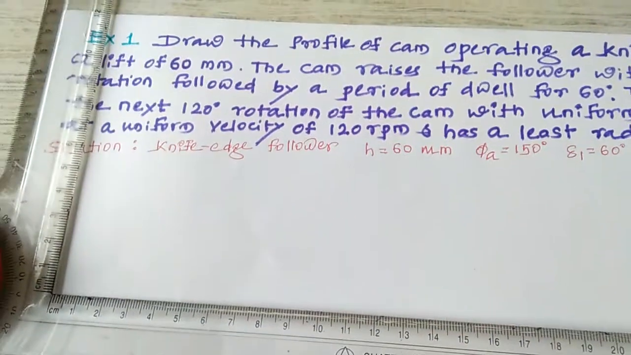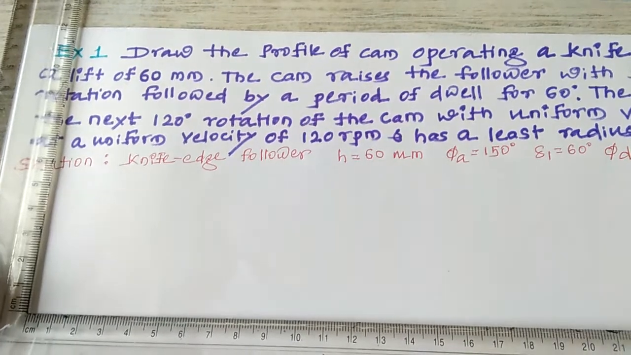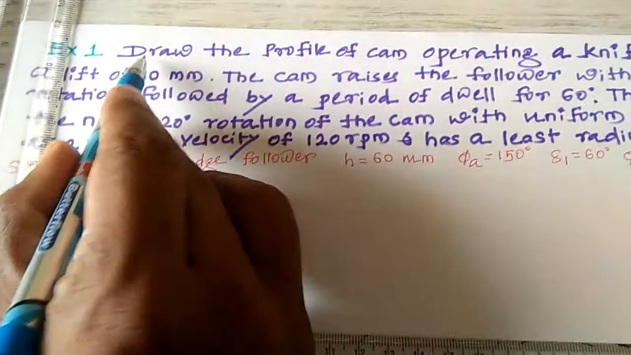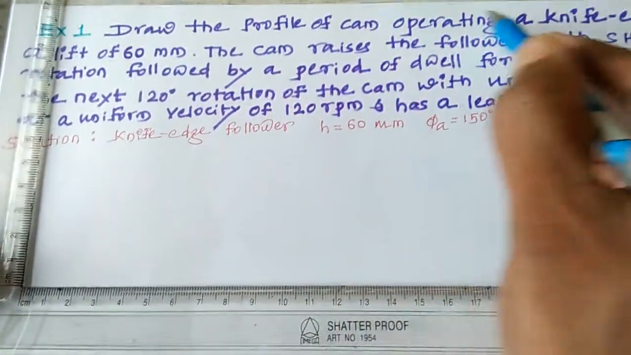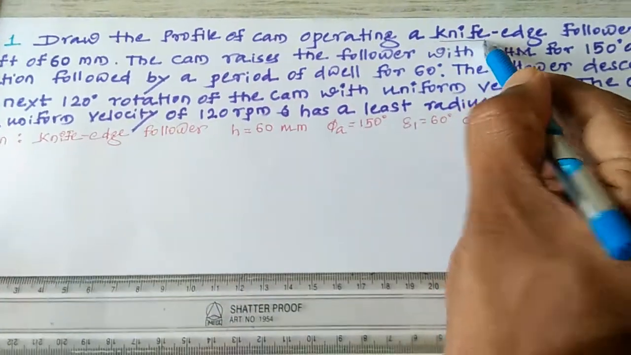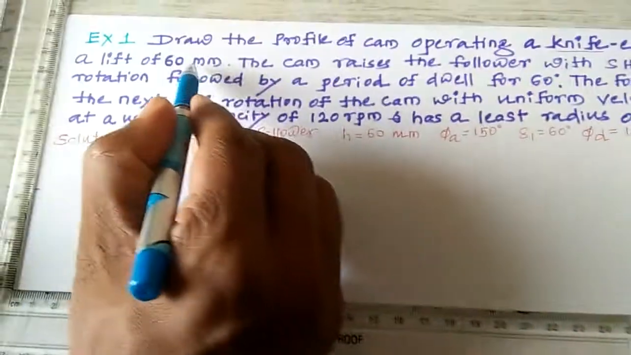This is one of the examples related to cams. Okay, I'll read the problem. Draw the profile of the cam operating a knife edge follower. They gave a knife edge follower having a lift of 60 mm.